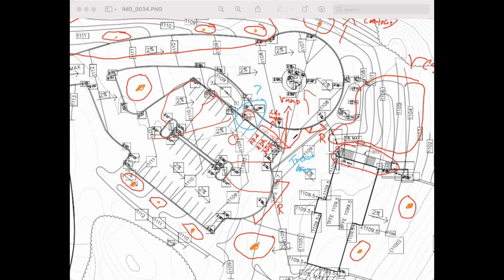So why do we need pavement all the way there? Let's say, if this is your pavement, then you should still be able to direct water from here, trench drain to there. Why do I need to pave all this?